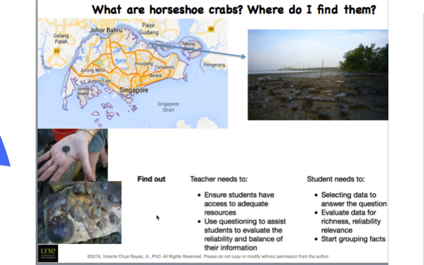And then I use questioning to assist students to evaluate the reliability and balance of the information that I provided to them. That's important in the finding out stage. Again, we want them to be critical reflective practitioners. So we want students to select data to answer the question that I have posted them, the contributing question. Then I would like them to evaluate the data for richness, reliability, and relevance. I like them to be critical, to have a healthy skepticism. And then they start grouping the facts that they collect.